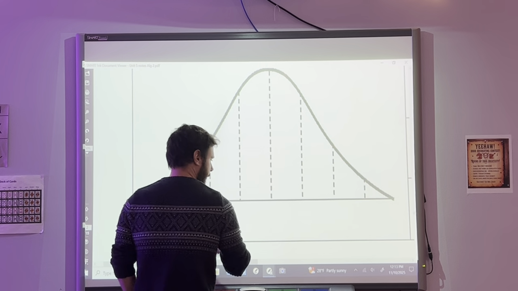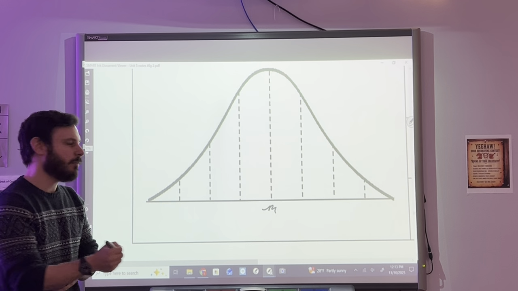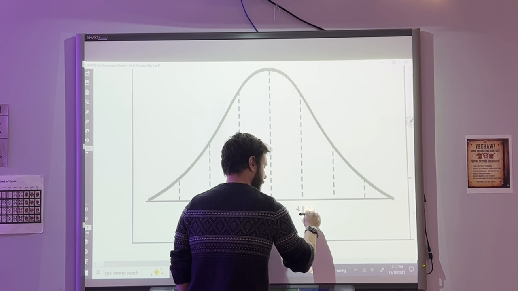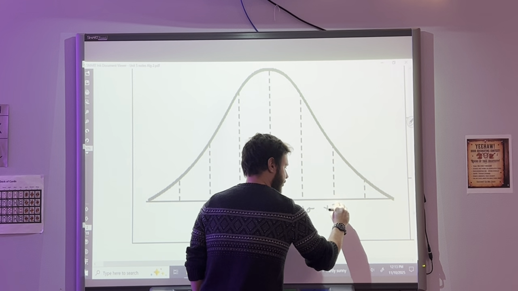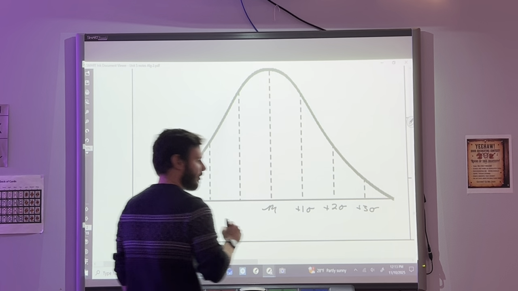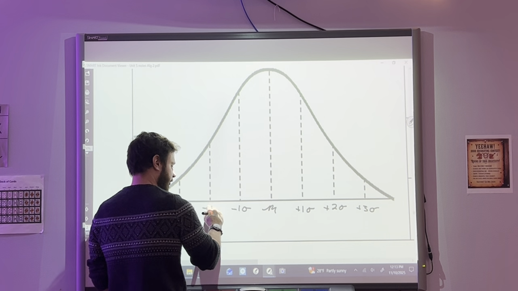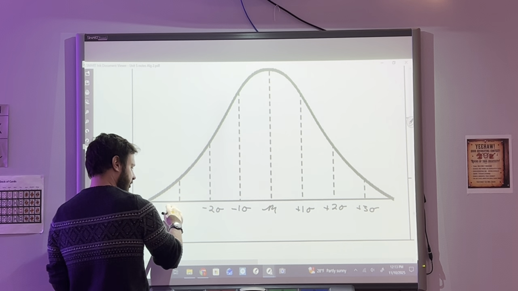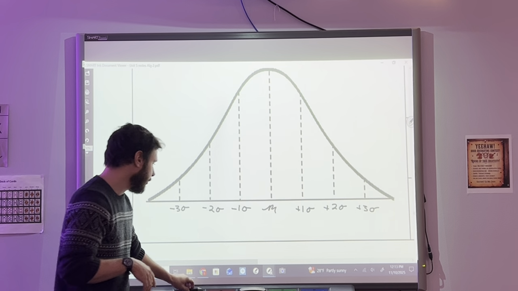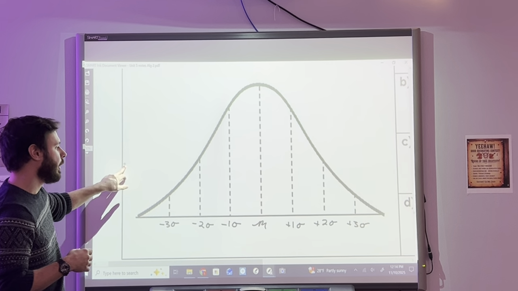So here's my mean. 1 standard deviation out. 2 standard deviations, and then plus 3 standard deviations. Over here, I'm gonna have -1 standard, -2 deviations, and -3 deviations. Okay. So this is the same exact setup that we had up top. We're just gonna put numbers with it now.